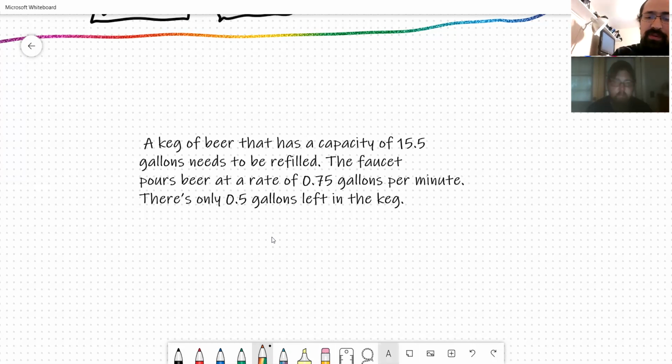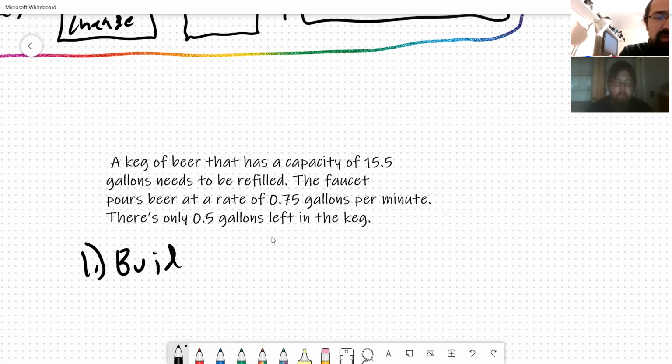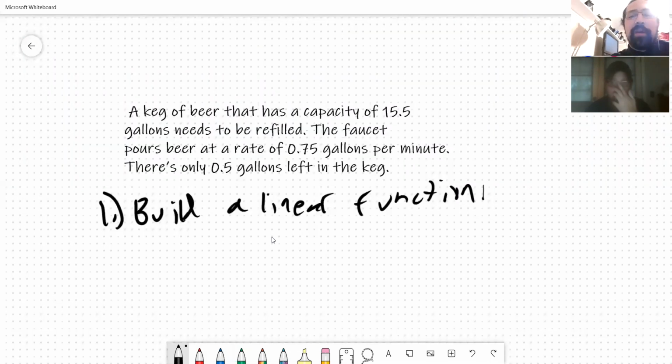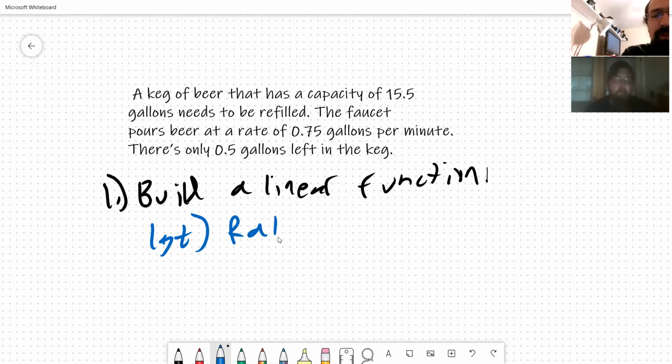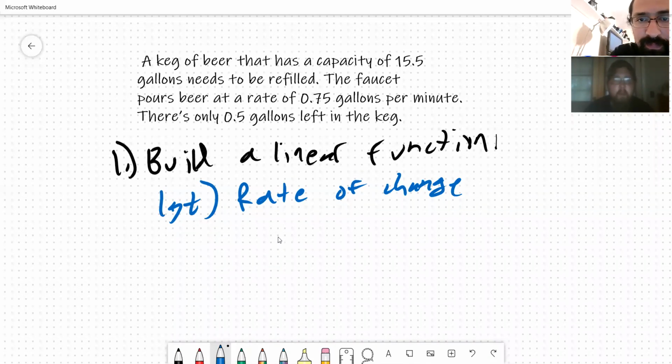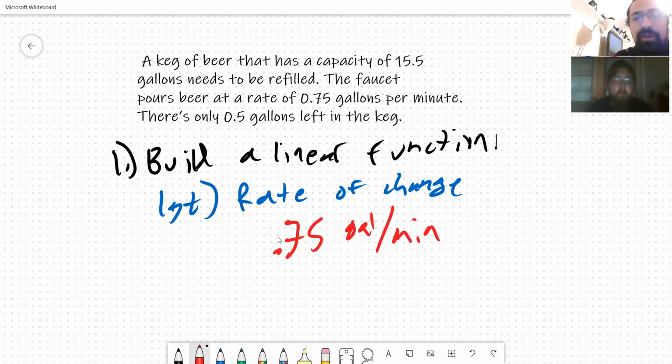The first order of business is to construct a linear function for this situation for the volume of beer after t minutes. It's important to outline some steps. The first step is to look for a rate of change. Which number in this paragraph represents a rate of change? The pouring. How fast is it pouring? It's pouring at 0.75 gallons per minute. Very good, perfect.